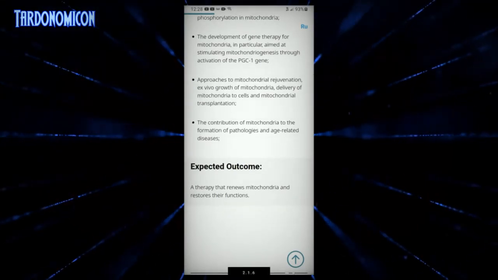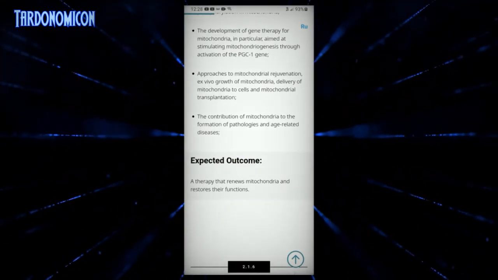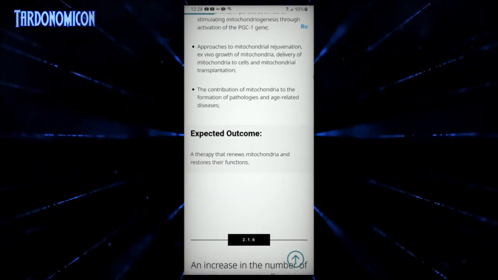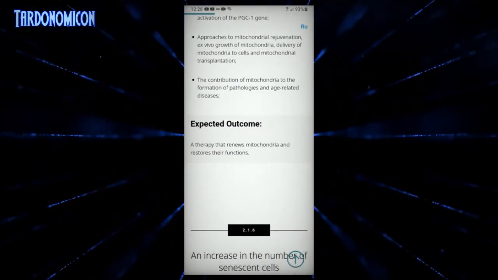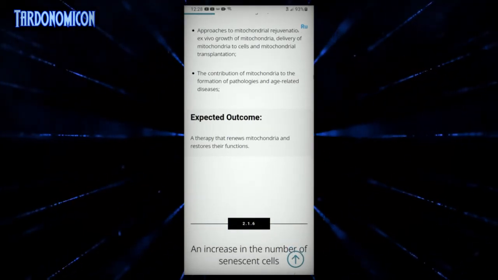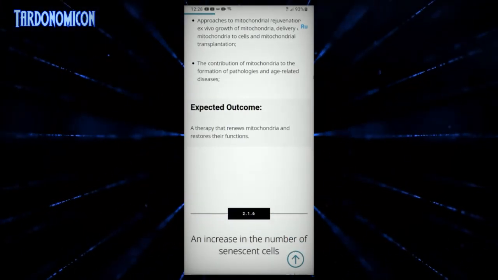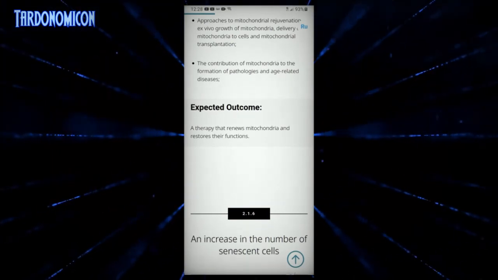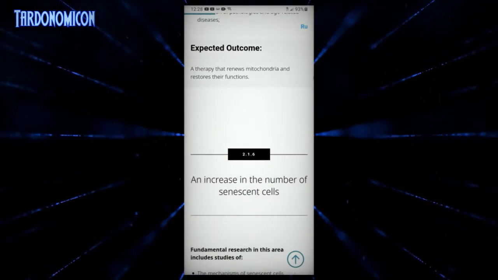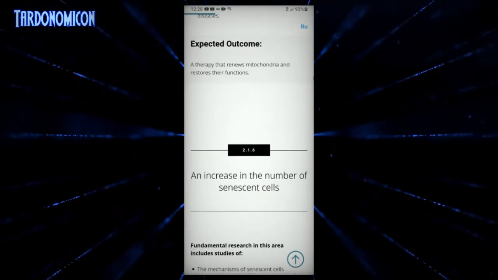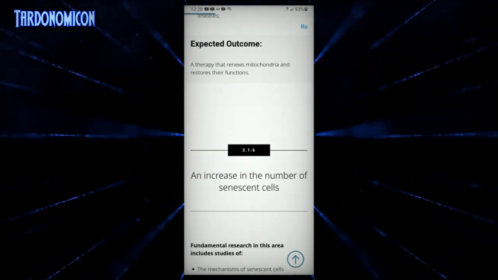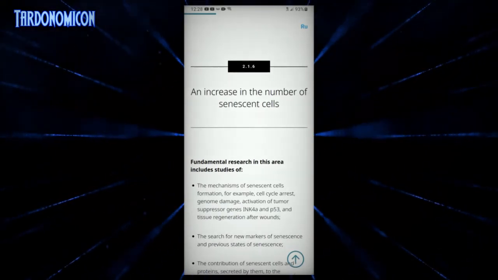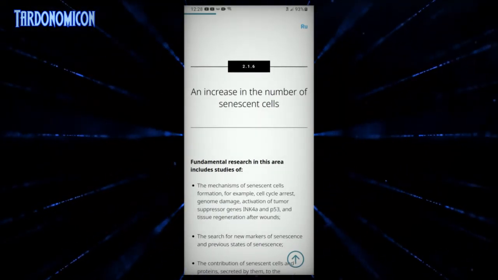mitochondriogenesis through activation of the PGC-1 gene. Approaches to mitochondrial rejuvenation: ex vivo growth of mitochondria, delivery of mitochondria to cells, and mitochondrial transplantation. The contribution of mitochondria to the formation of pathologies and age-related diseases. Expected outcome: a therapy that renews mitochondria and restores their functions. An increase in the number of senescent cells. Okay, so we have to find a way to get rid of them.